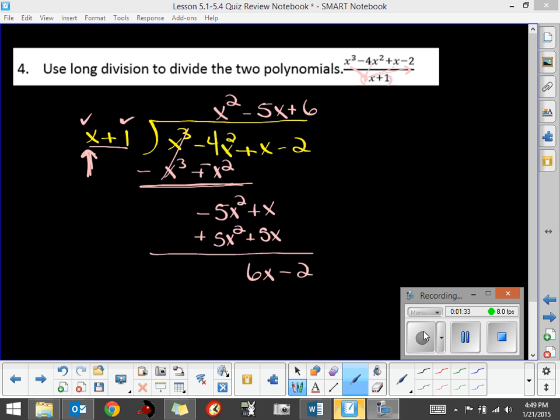So we take 6 times x, which is 6x. Then we have to take 6 times the 1, which is 6. Draw the line, change the signs, and then add. So that gives us a negative 8. There are no more numbers or terms to bring down, so this is our remainder.